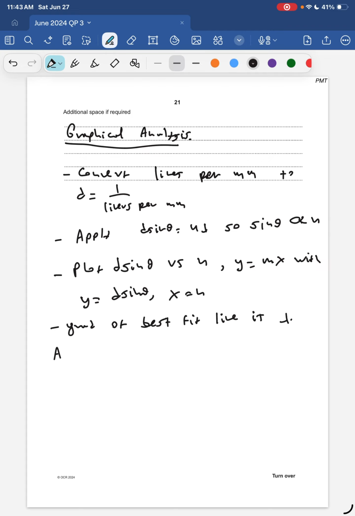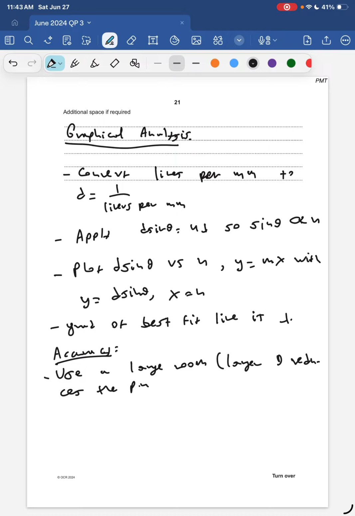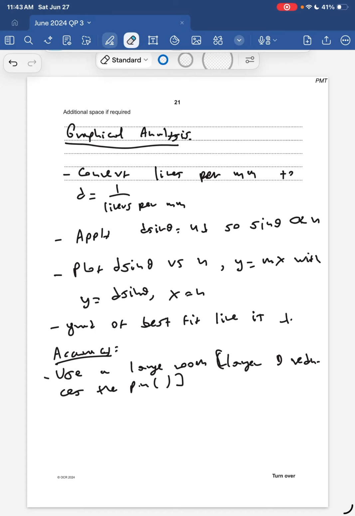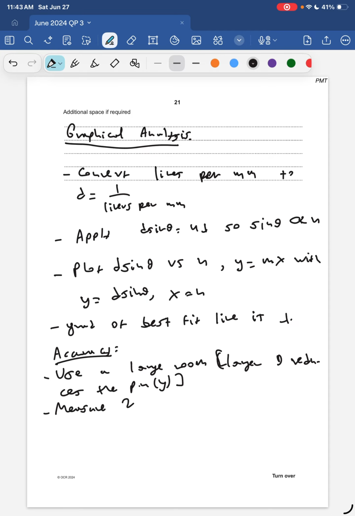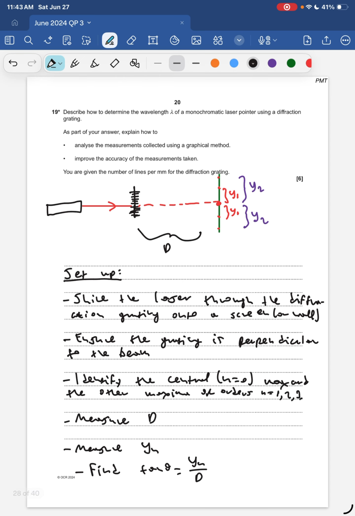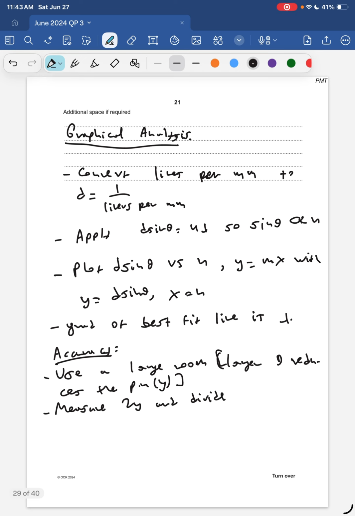To improve accuracy, use a large room. A larger d reduces the percentage uncertainty in y, not d. It is easier to measure y if d is large. Measure 2y and divide: instead of measuring just y1, measure the whole thing and then divide by 2. Use a dark room so that the maxima are visible.